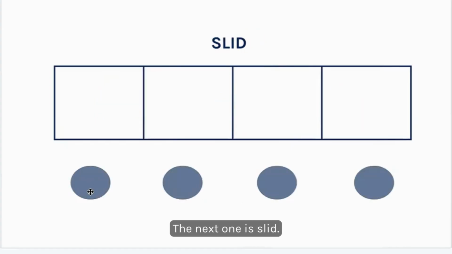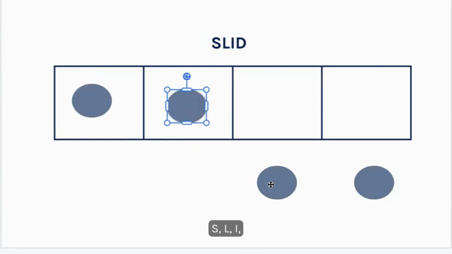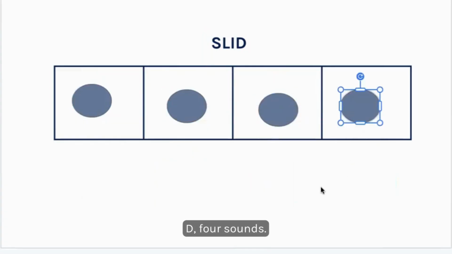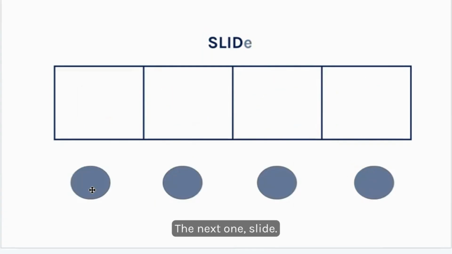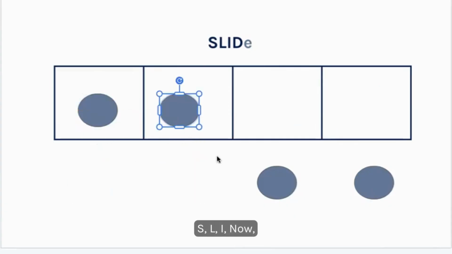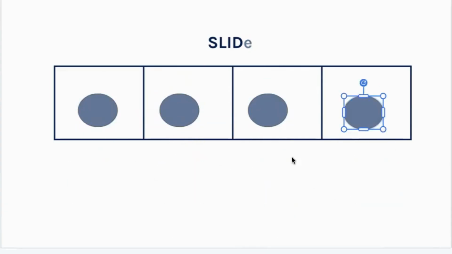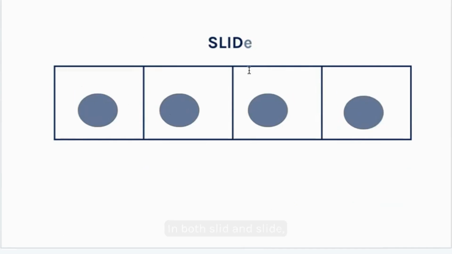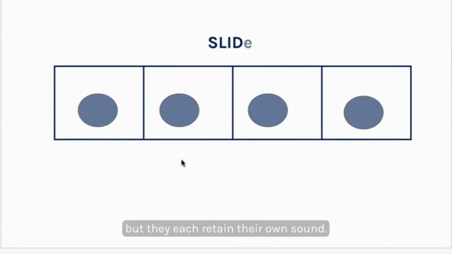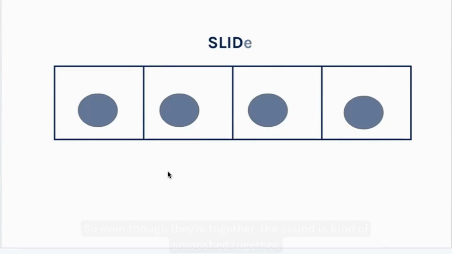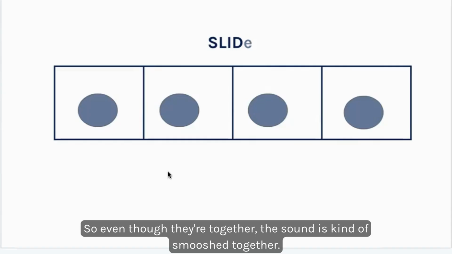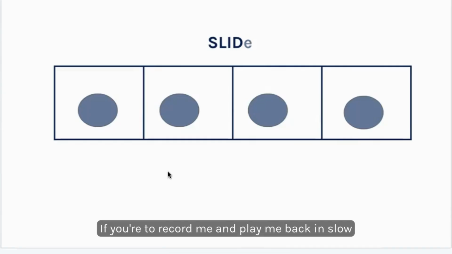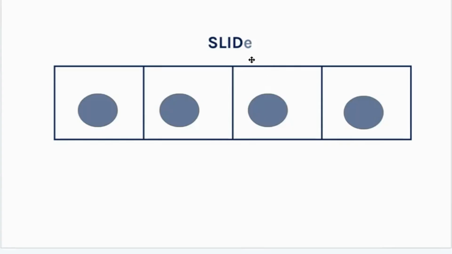The next one is slid. S, L, I, D. 4 sounds. The next one, slide. S, L, I, D. 4 sounds. Now, there's probably a couple questions you have about this. In both slid and slide, the S and the L are together as a team, but they each retain their own sounds. So even though they're together, the sound is kind of smushed together. If you were to record me and play me back in slow motion, you would still hear the s, l, i, d. You would, of course, not hear the silent E. So s, l, i, d.